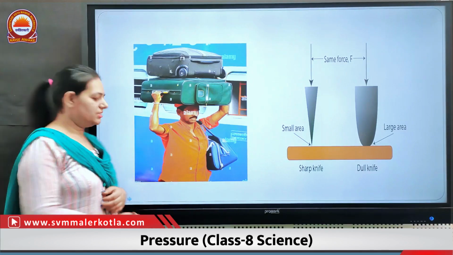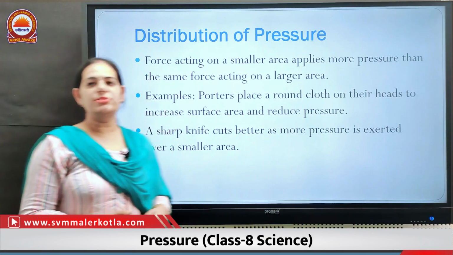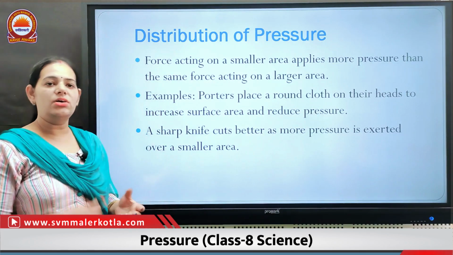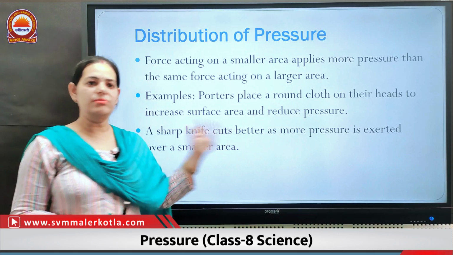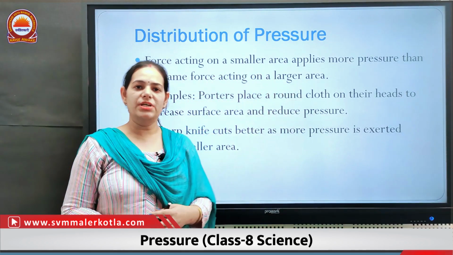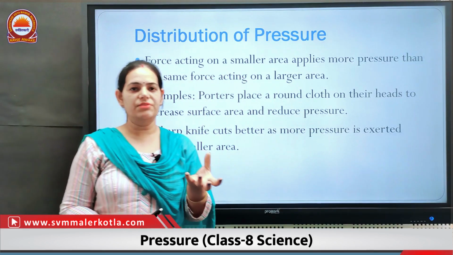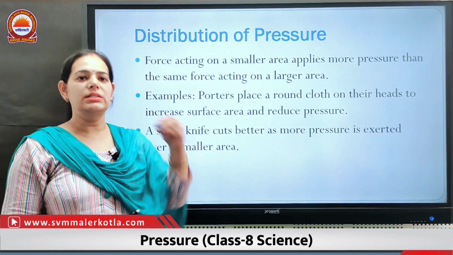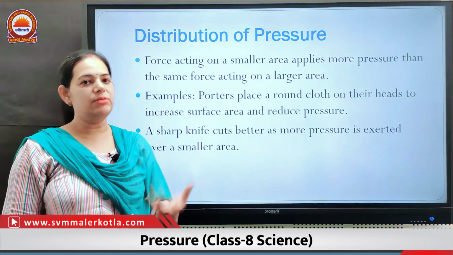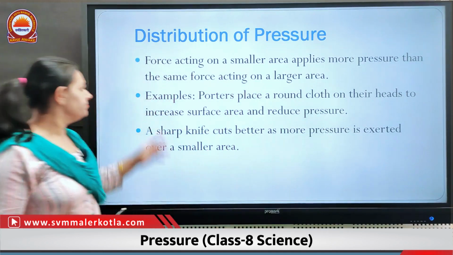So coming to the next, distribution of the pressure. As we have seen in the picture, the same is written here: force acting on a small area. As we have told, the surfaces which are of small area, the pressure applied on that area will be more, and a large area has lesser force.